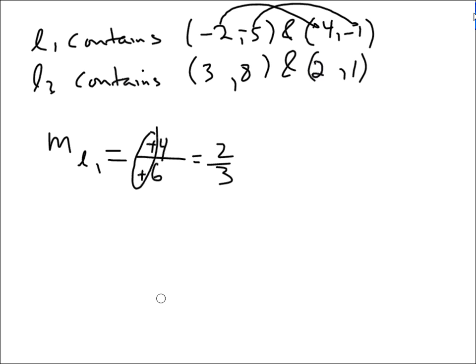Now we play the same exact game for line number 2. Let's find the slope of line 2. From 8 to 1.